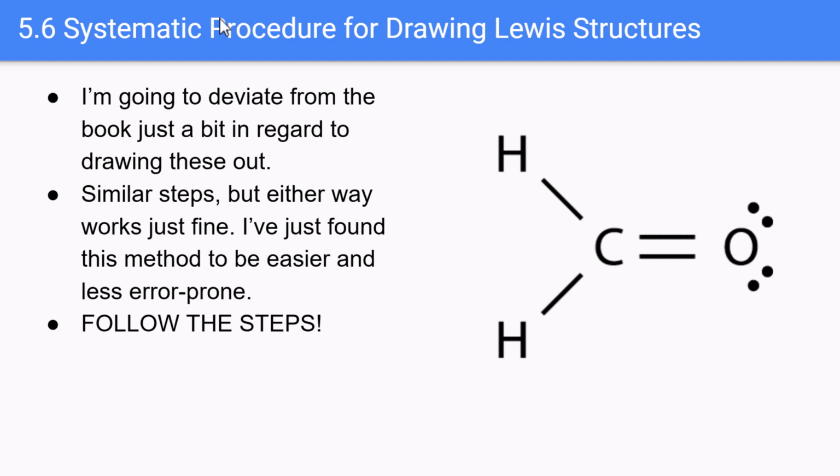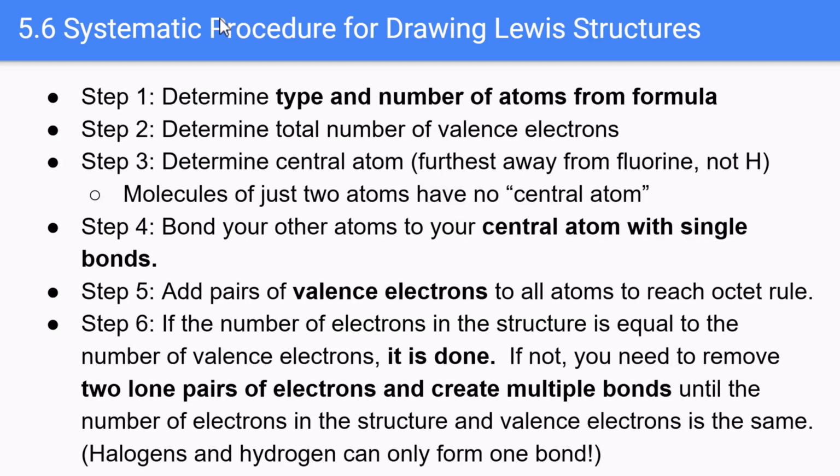Remember, we're drawing Lewis structures for compounds. We've done this for atoms before, but drawing them for compounds is going to require something a little bit different. Step 1, determine the type and number of atoms from the formula. Break down the chemical formula you have, and write out the number of atoms and each atom that's present. So if you're looking at a chemical compound with H2O, write out the fact that you have 2 H's and 1 oxygen.